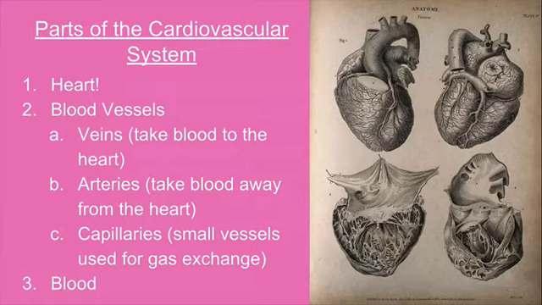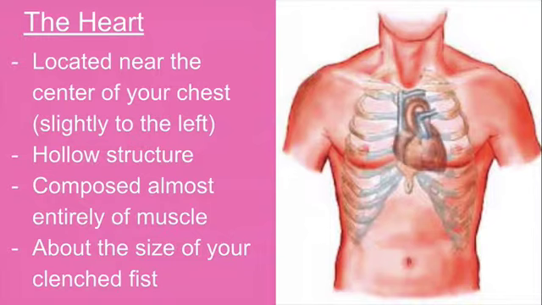So parts of the cardiovascular system, you have three main parts. You have the heart, the blood vessels, and the blood. There are three separate types of blood vessels: veins, which take blood to the heart, arteries, which take blood away from the heart, and capillaries, which are small vessels that are used for gas exchange. We will talk about those in just a second.